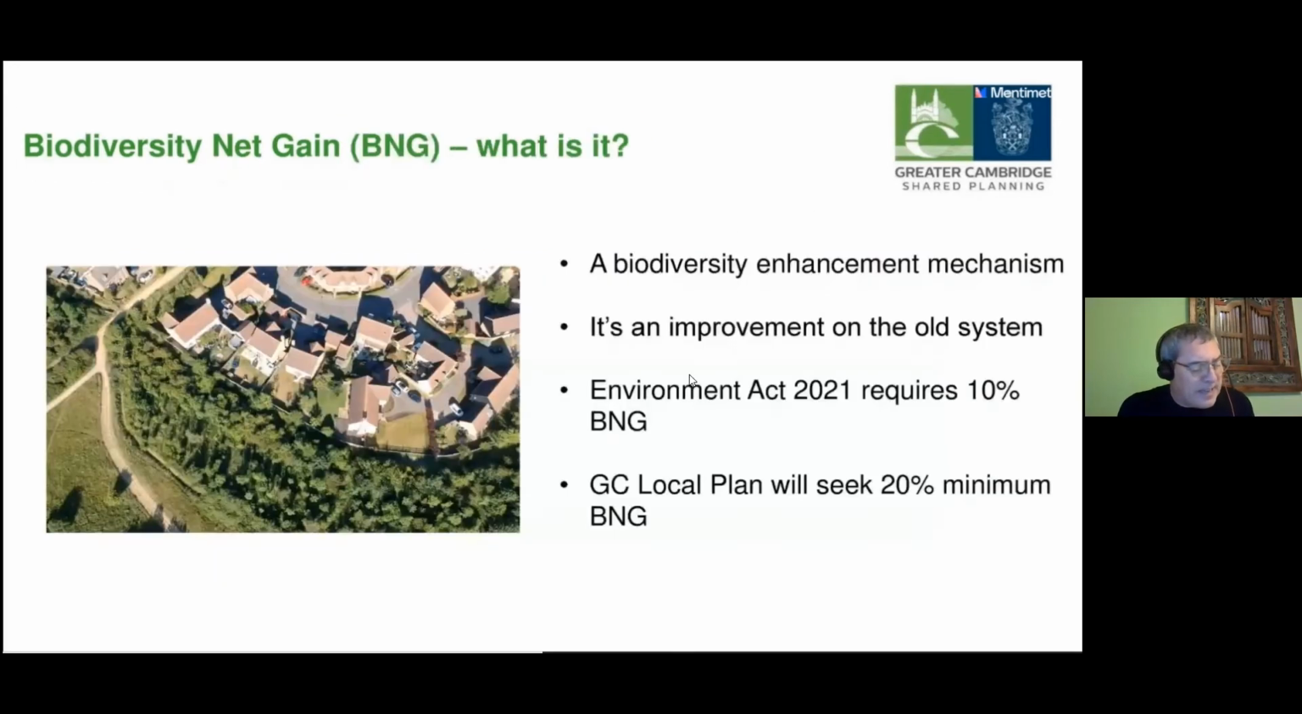Biodiversity Net Gain, as I'm sure many of you are aware, is an approach that aims to leave biodiversity in a measurably better condition than before the development took place. That's assuming that the development does take place, of course. It's a compensation approach to offsetting the loss of biodiversity from development. And it's an improvement.